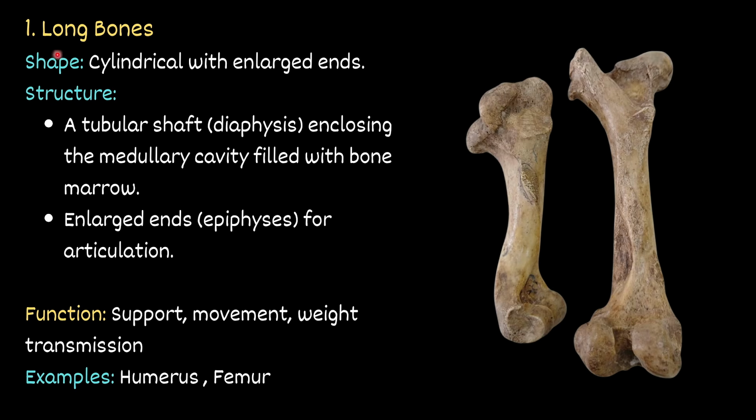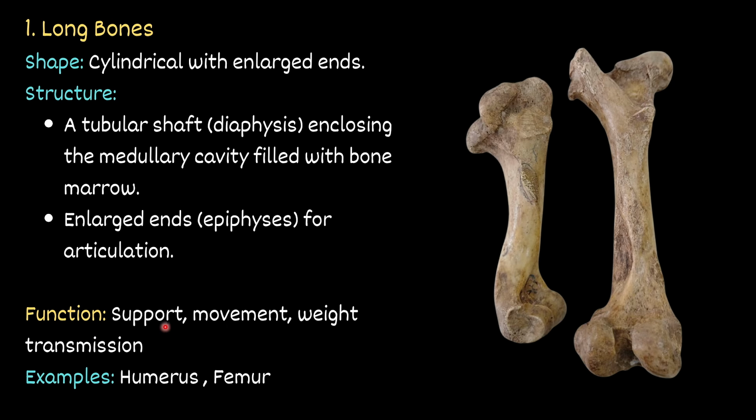Okay. Long bones. They are cylindrical in shape with enlarged ends. You can see, these are the long bones, cylindrical shape with the enlarged ends. What you will find here is a tubular shaft or diaphysis enclosing the medullary cavity filled with the bone marrow. So this part of the bone is called the shaft, diaphysis. Inside this you will find the medullary cavity containing the bone marrow. And the enlarged ends are called the epiphysis or articulation.